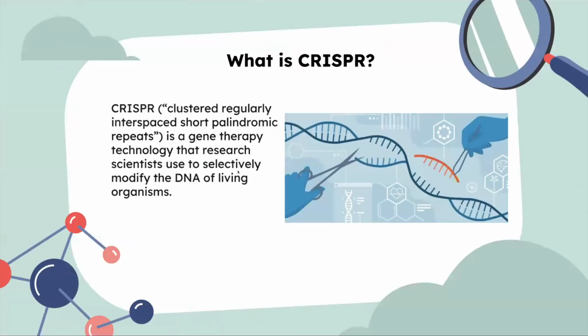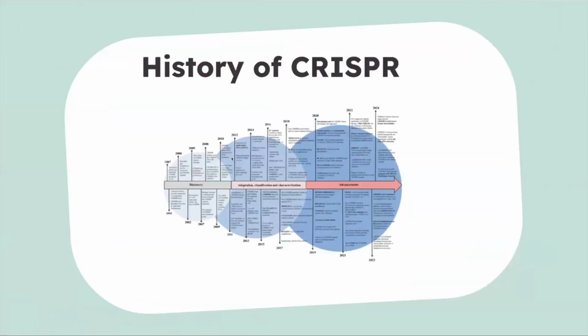Okay, so what is CRISPR? The basic overview is that CRISPR, or clustered regularly interspaced short palindromic repeats, is a gene therapy technology that research scientists use to selectively modify the DNA of living organisms.